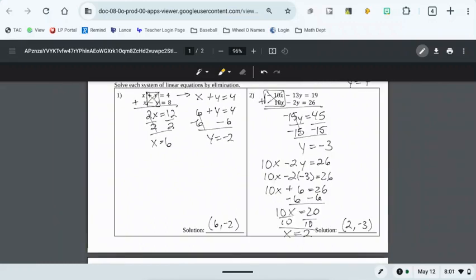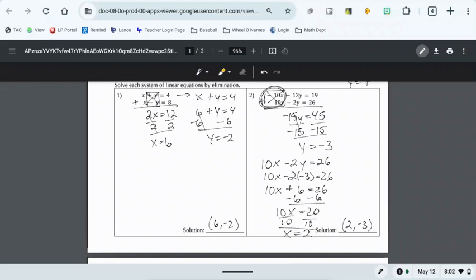All right, welcome back. Let's go ahead and check out the solution. We do have opposites, -10x and +10x right here. So let's add the equations because we have already identified opposite variable terms. Those cancel out. Now we have -13 plus -2y, or -13 minus 2 is -15, and then 19 plus 26 is 45.